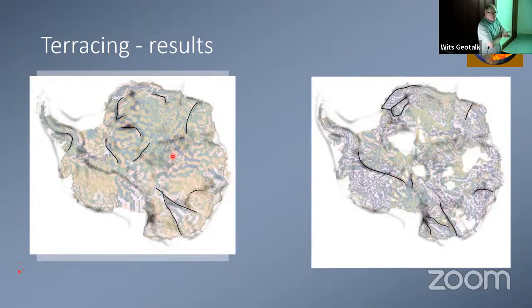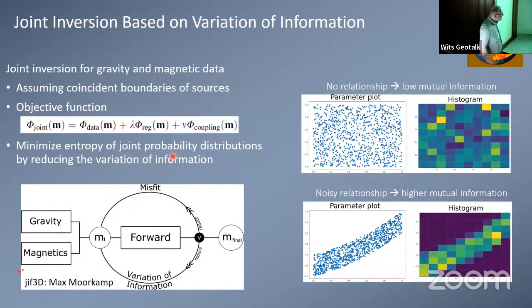We go for geophysical inversion and try to connect this method with something in the subsurface. That's the second slide with some information. We did the joint inversion of gravity and magnetics, based on the variation of information. I won't explain the inversion equation written here. Most important is the coupling term.